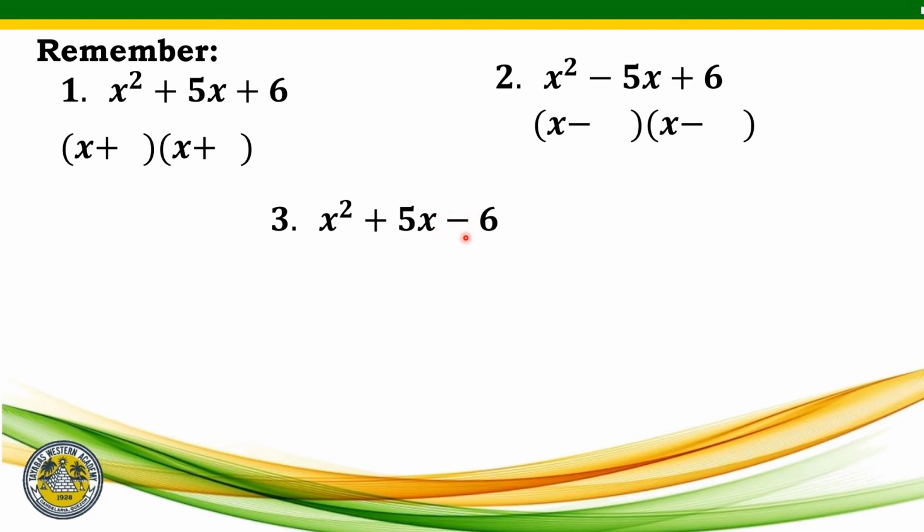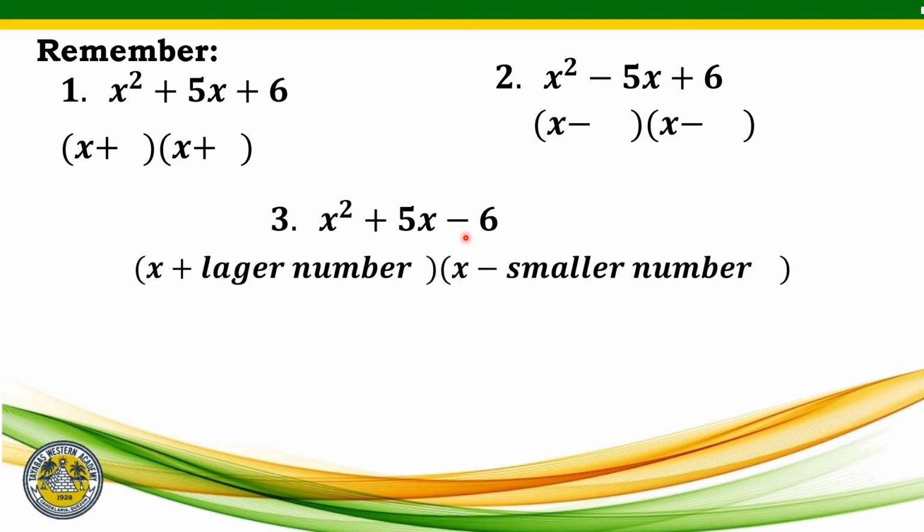Okay? So, negative. So, ang magiging result niyan is magkaibang sign. It's either positive or negative. So, para malaman natin na kapag ang middle term ay positive, pero ang last term ay negative, ganito yung magiging itsura ng final answer natin. Positive yung larger number and negative yung smaller number.